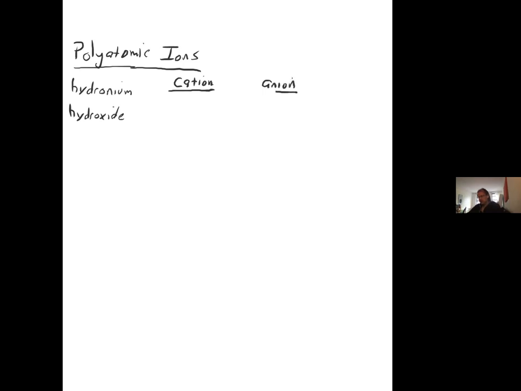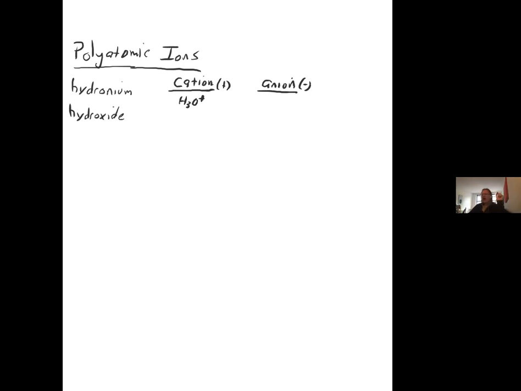Remember, cat is positive, an is negative. So anions are negative. The first one is hydronium. It's H3O plus, it's a cation. It's essentially a water molecule with an H plus attached to it. So that's a 3, right? I'm looking on the screen, it almost looks like a 2, but that's a 3. So H3O plus is called hydronium.